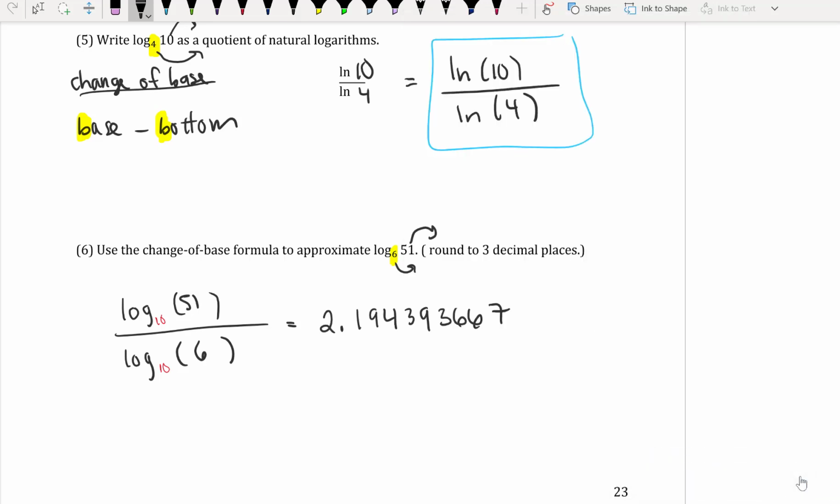So I've just copied down the decimal that I got on my calculator, and it specifically says to round to 3 decimal places. So this is the 3rd decimal place. For this digit, it tells us to leave it alone. So rounded to 3 decimal places is 2.194 as your final answer.